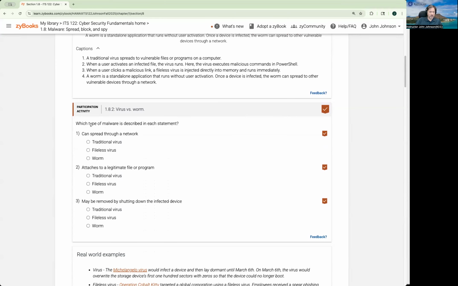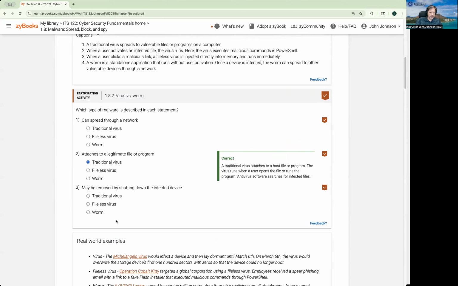So over here, which type of malware is described in each statement? Let's do one. Attaches to a legitimate file or program. What is going to be that? That is not a fileless virus because a fileless virus wouldn't need a host. It's not a worm because a worm is going through the network. So traditional virus would be the one here. Yes, so go ahead and do the others on your own.